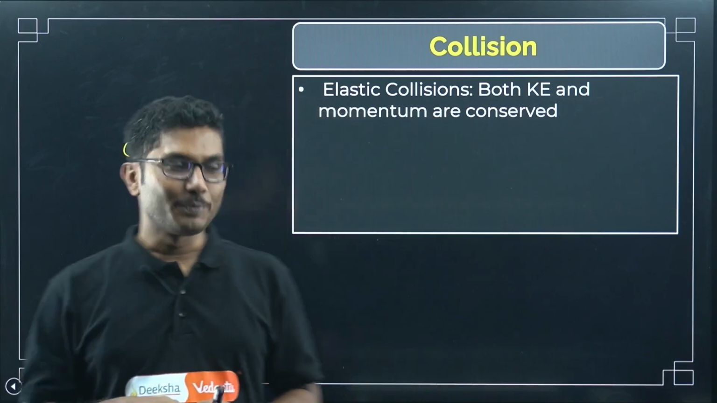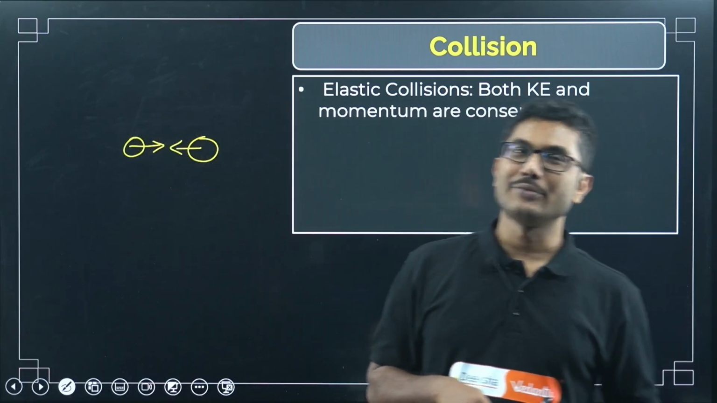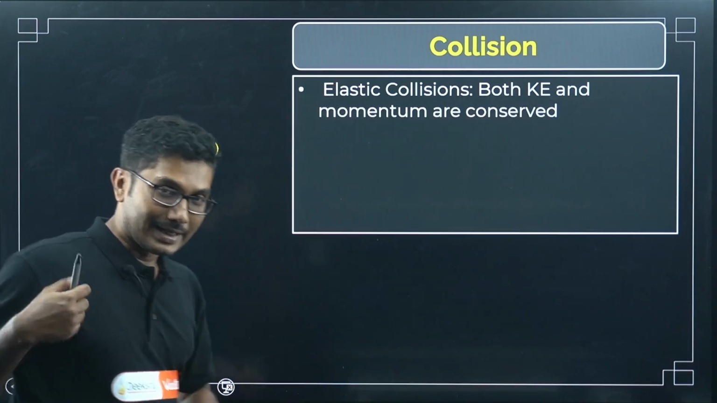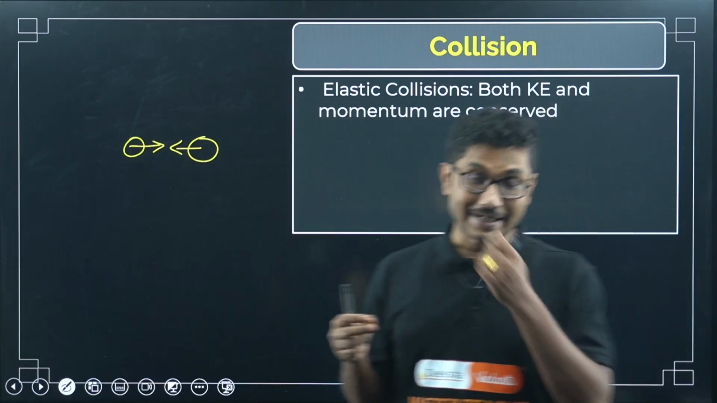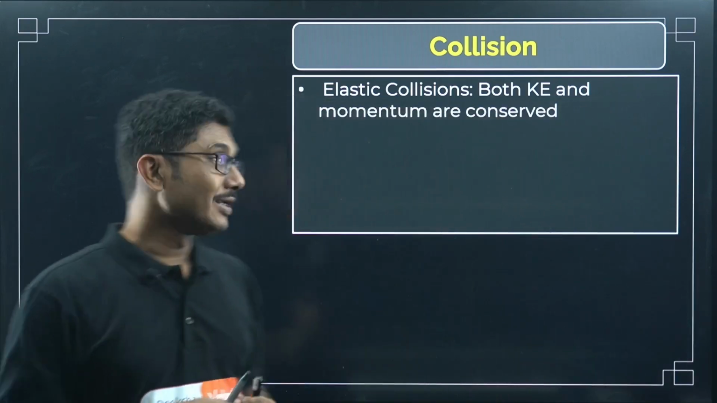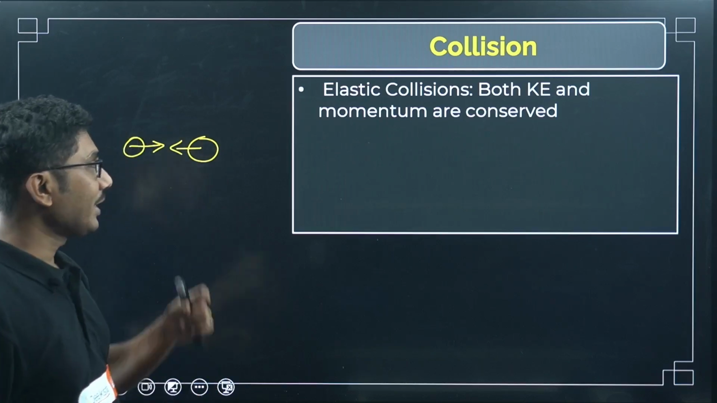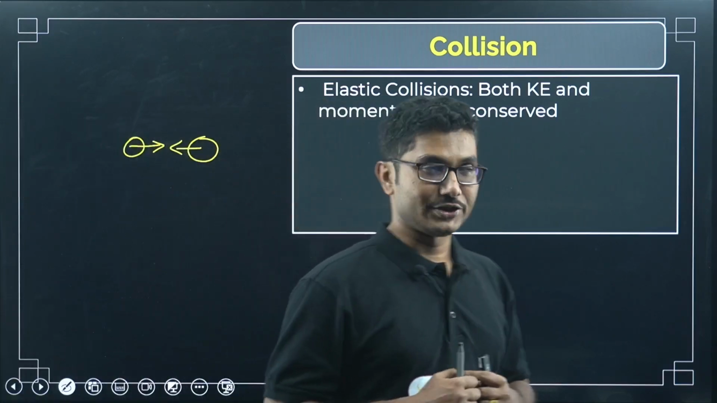Similarly, if you play carom or billiards, or there are many games where we use the concept of collision, where we intentionally hit the pucks with our striker so that they can run, right? So those are also part of collision. Now there are two types of collision: elastic collision and inelastic collision.